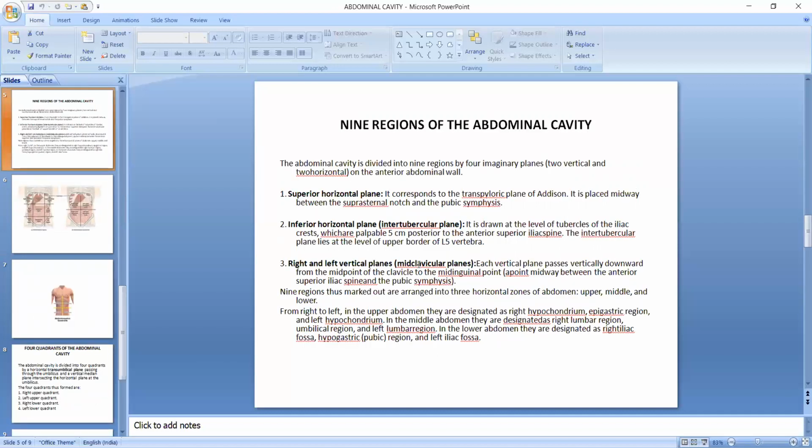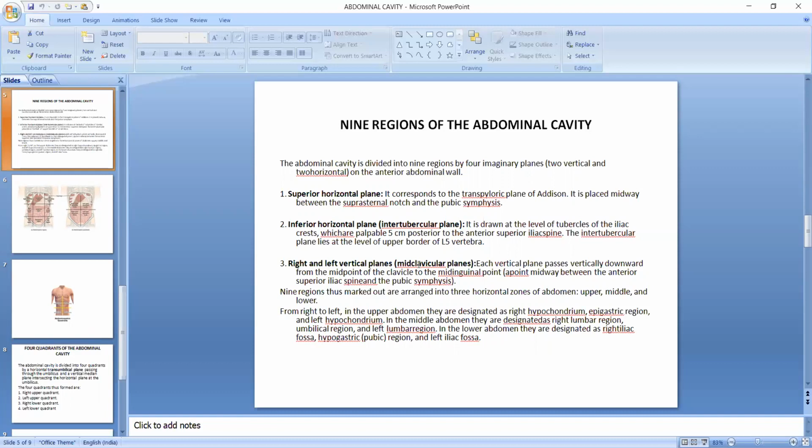Nine regions of the abdominal cavity, and we discuss here the regions of the abdominal cavity. The abdominal cavity is divided into nine regions by four imaginary planes, that is, two vertical and two horizontal, on the anterior abdominal wall. Superior horizontal plane. It corresponds to the transpyloric plane of Addison. It is placed midway between the suprasternal notch and the pubic symphysis.